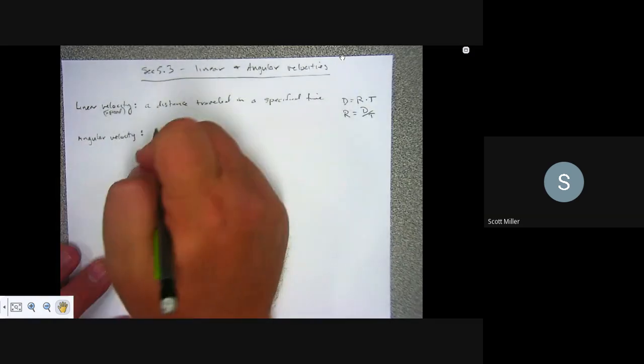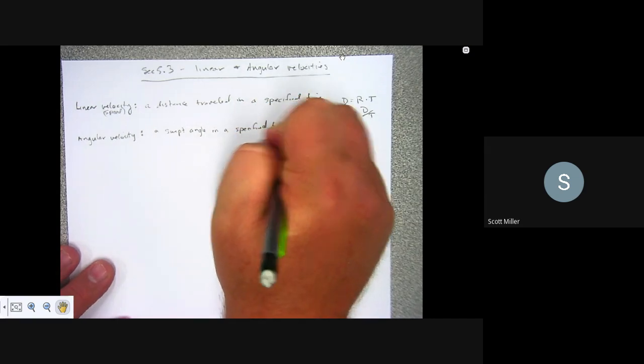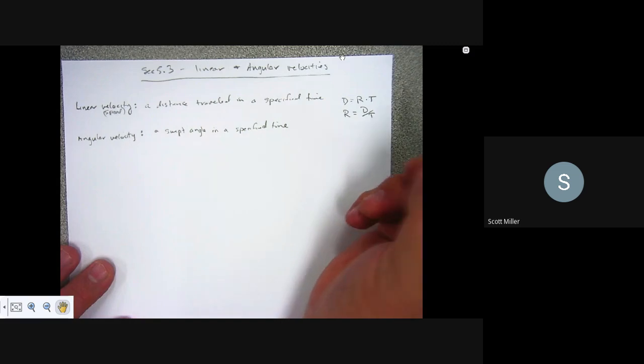What is an angular speed or angular velocity? Angular velocity is how fast something is spinning. So it is a swept angle in a specified time, okay? So the thing about this is that the angle is in radians.